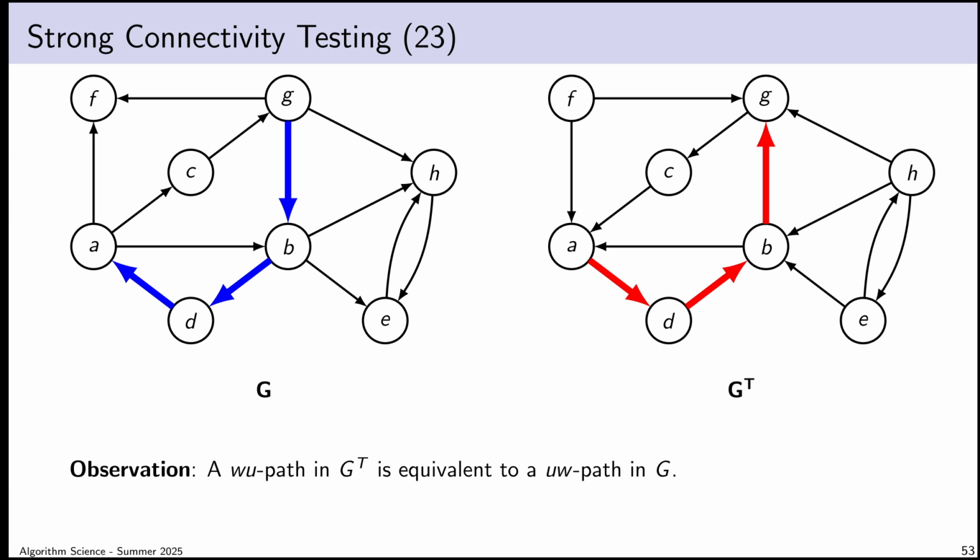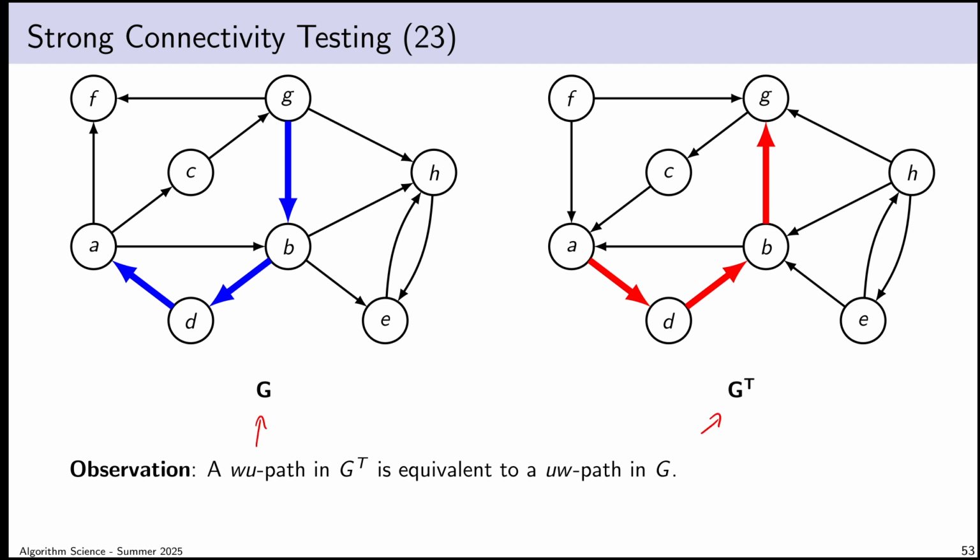Okay, so let's take a look at paths between a graph and its transpose. Notice that if I go to the transpose graph and I find a path, let's say this path from A to G, notice that this is a forward path in the transpose graph, but it's a backward path in the original graph.